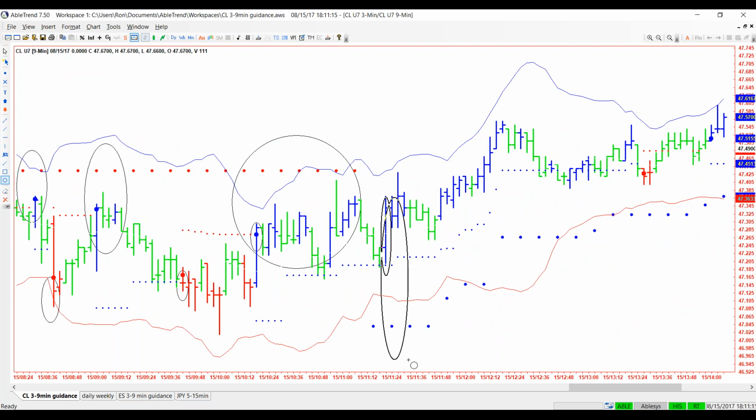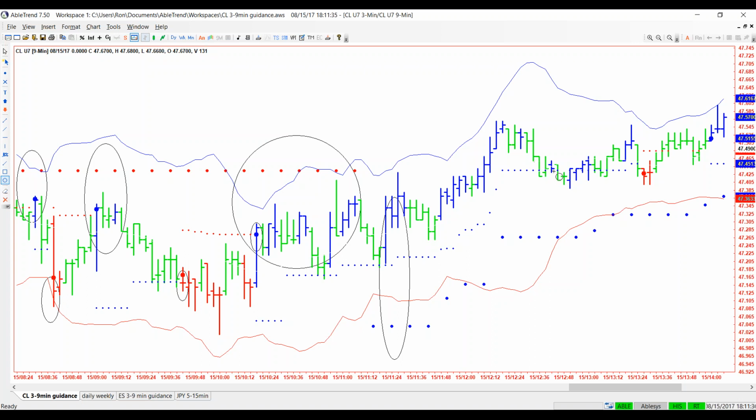Here we've got triple confirmation. Blue bar, there's that triple confirmation we're looking for. Blue 3-minute, blue 9-minute, no red dots above the price, which is good. There's no resistance to stop it from going higher. It has a clear path to go higher. That's what we want. Up and away it did go.